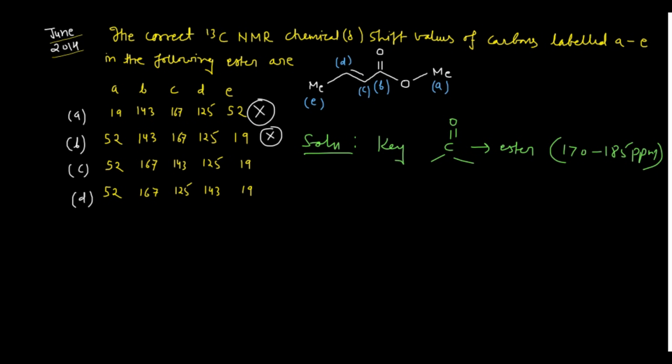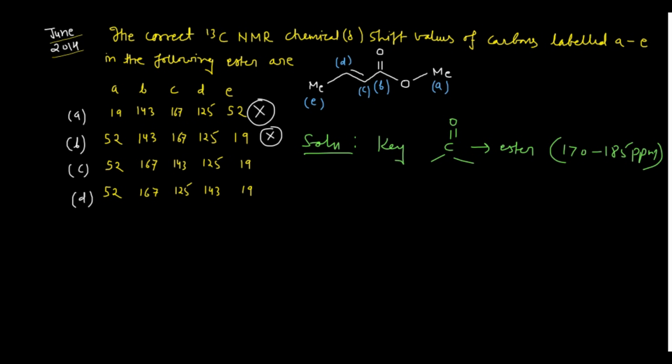Now look for the other options. Option C is saying that it is 167, so it is quite close to 170. So this could be your correct answer, option C. And on the same ground, your option D, you can see, again it is giving 167, so this could also be the correct answer. So out of C and D, one would be correct in this case, but the carbonyl carbon cannot decide the result by itself.